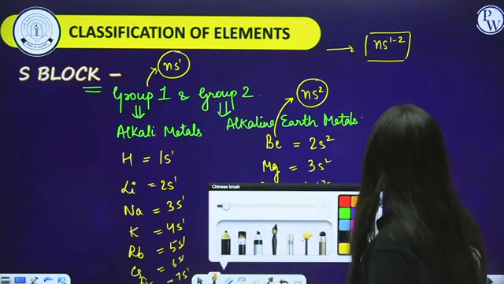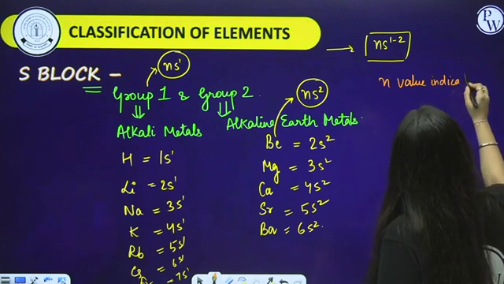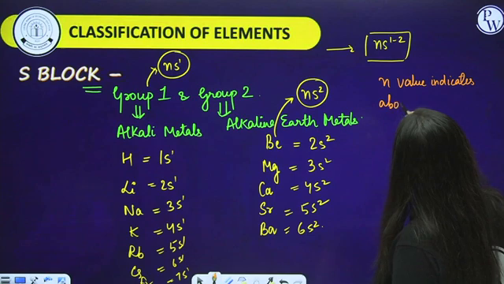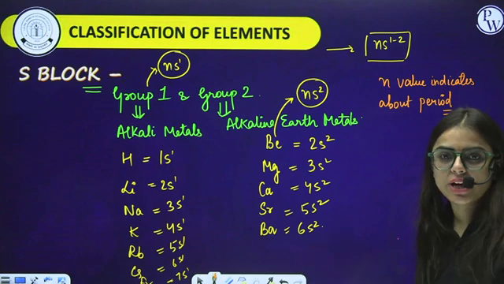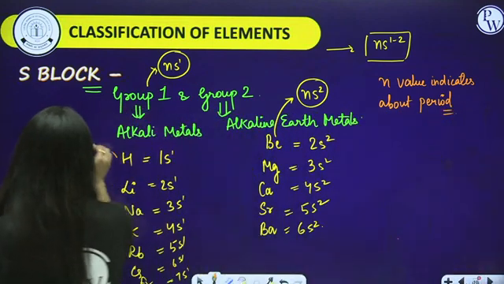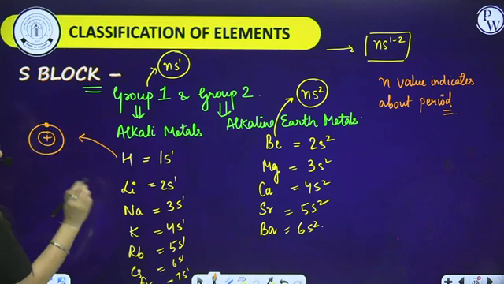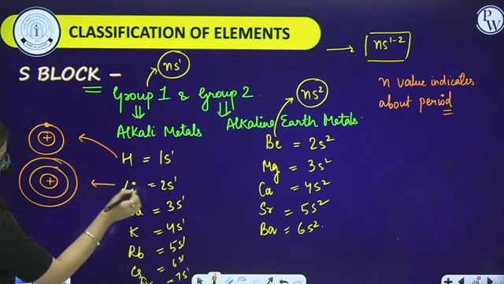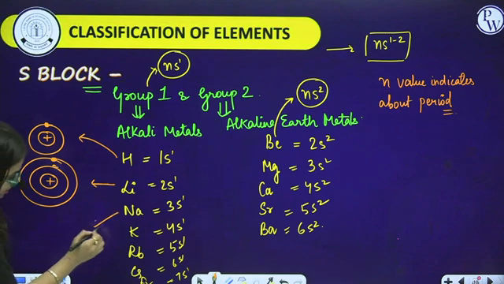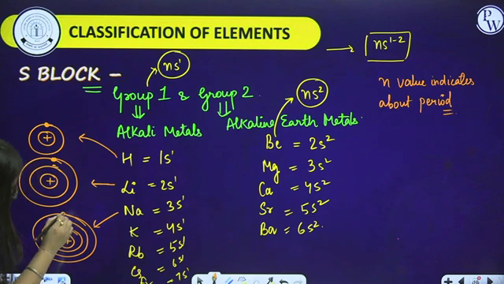And here the n value indicates the period. To which period does it belong? Or the number of shells it has. For example, let us talk about hydrogen. This is the nucleus. This is your first shell. First shell contains 1 electron. Now for lithium, it is written 2s. That means it is the first shell and then the second shell, and the second shell contains 1 electron. Now for sodium, this is your nucleus, your first shell, second shell, and then third shell, and the third shell contains 1 electron. So in this way, you can clearly observe it.